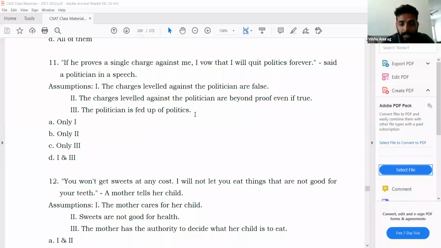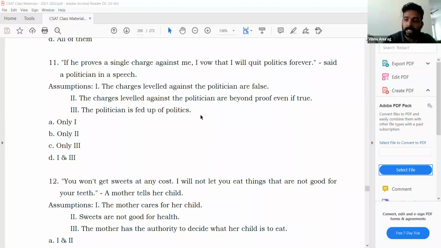Maybe, maybe not. We don't know. He's saying if he proves a single charge against me, I vow that I will quit politics forever. So he believes that nothing can be proven. Right? We can't use our own assumptions. All he's saying is nothing can be proven. Whether he believes he's guilty or innocent, or whether he himself does not know, we can't say. We don't know what he thinks. So one is wrong.